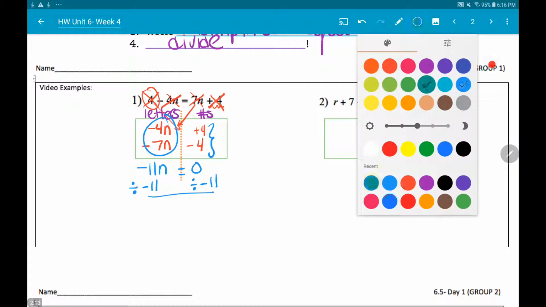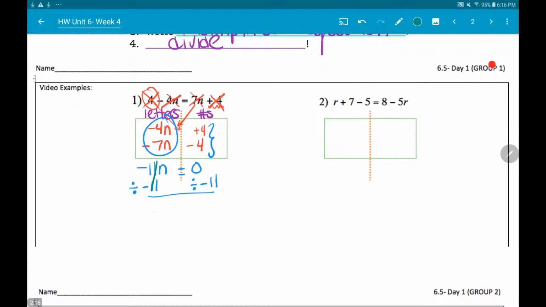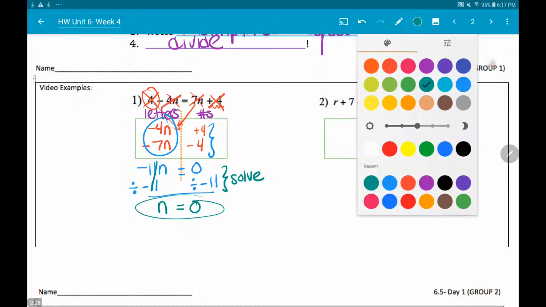Alright, what happens with my two 11s? They cancel. I'm left with n. And on my right side, I solve. And in my calculator, I should get 0. Alright, let's do the same thing for the next one.